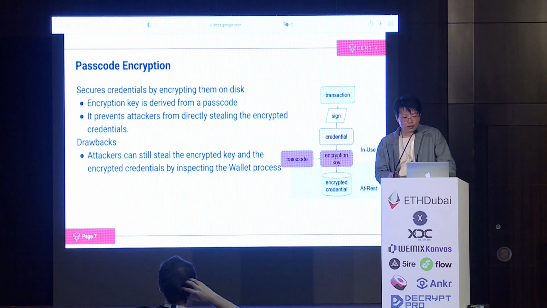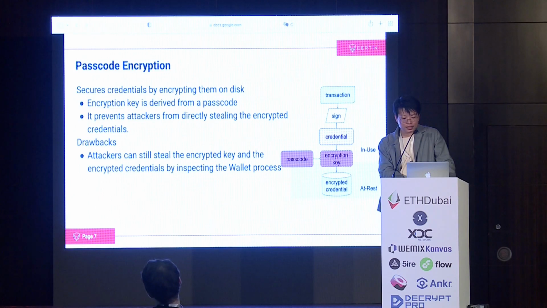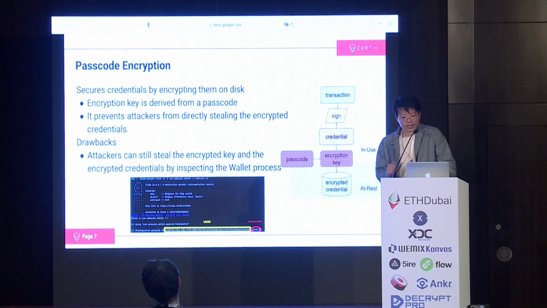This approach prevents attackers from directly stealing the encrypted credentials on disk. However, it does not protect credentials in use. It's important to remember that in the case of a compromised device, attackers can read and write the process runtime memory. So the attacker can read the user-typed passcode or encryption key in memory and use them to recover credentials. This figure shows how attackers can extract the runtime memory to get the passcode.